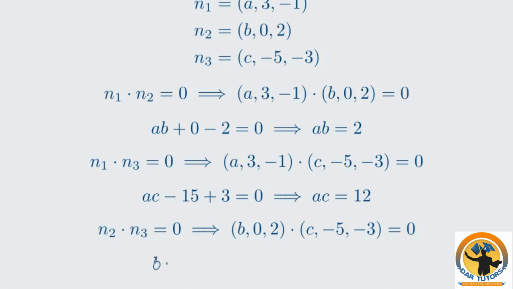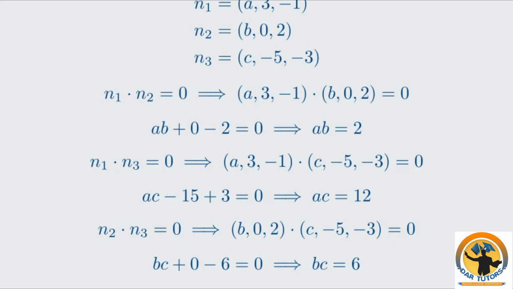Finally, n2 and n3. Their dot product is b times c plus 0 times minus 5 plus 2 times minus 3, which equals bc minus 6. Setting this to 0 gives bc equals 6. We now have a system of 3 equations with 3 variables: ab equals 2, ac equals 12, and bc equals 6.